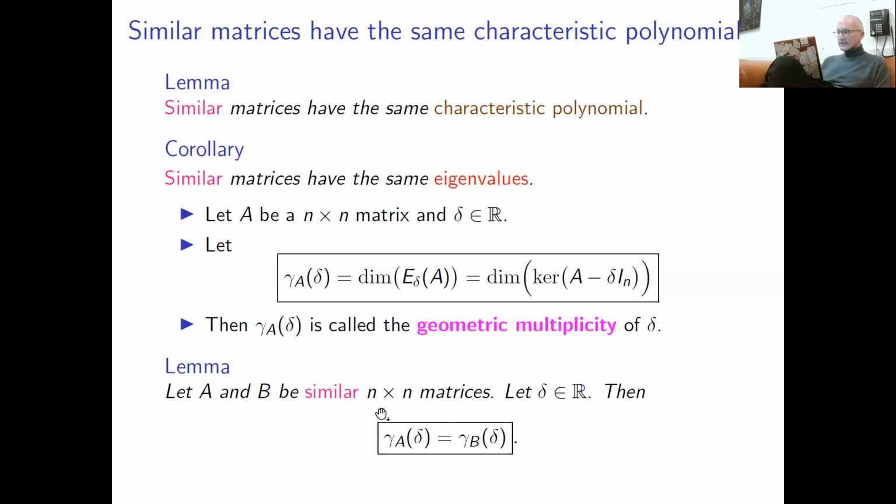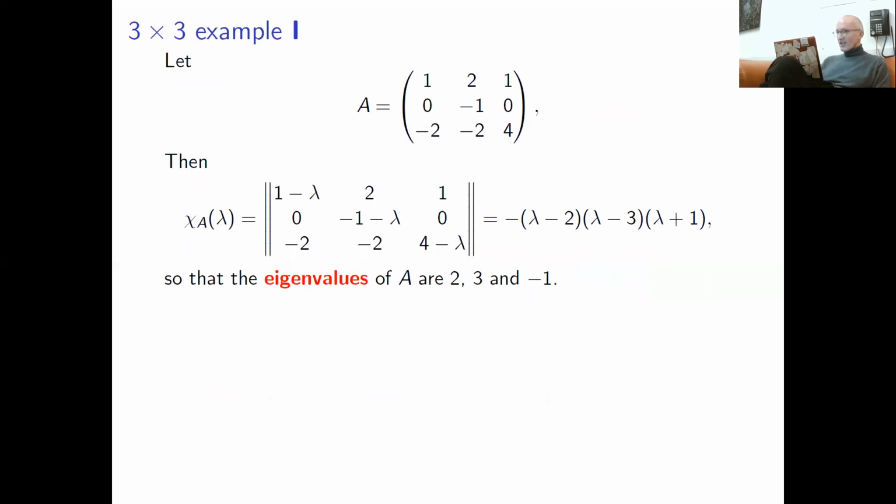Okay, let me consider one example. This is a sort of random example. I randomly took a 3 by 3 matrix A. Of course, I'm lying a bit. This is not a random choice, and you will see why. Anyway, I took this matrix A, and I decided to compute everything we defined so far for it: characteristic polynomial, eigenvalues, eigenvectors, eigenspaces, everything.